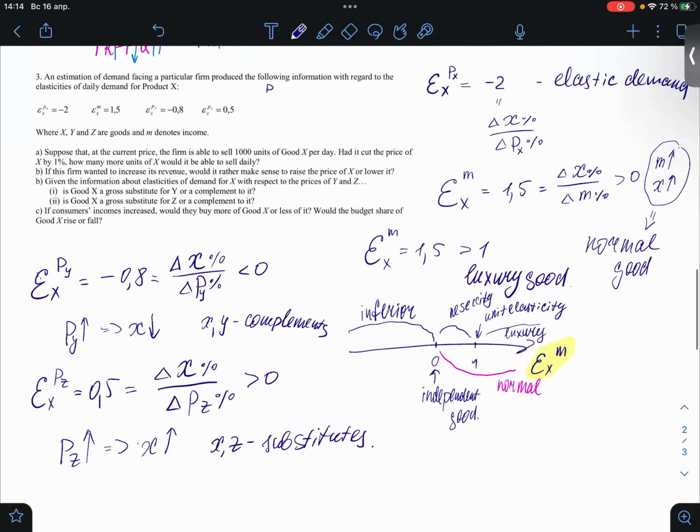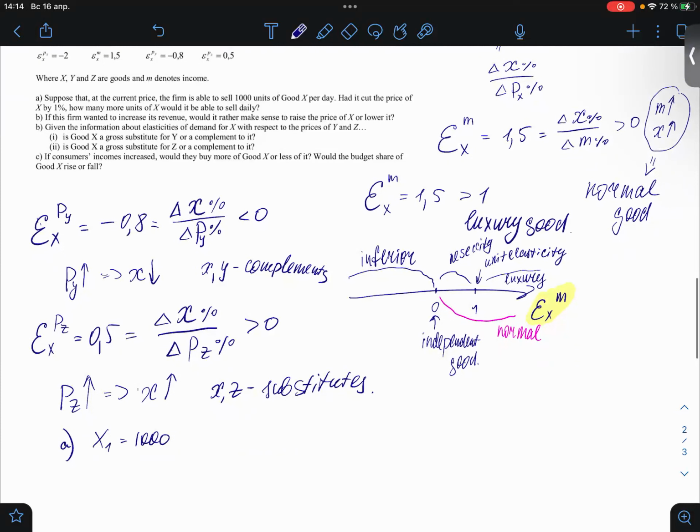And now let's do point A in our task. Suppose that at the current price, the firm is able to sell 1,000 units of good X per day. So X1 equals 1,000 units. Had it cut the price of X by 1%, how many more units of good X would it be able to sell daily? So the change in price in percents now is, cut the price, so minus 1%.